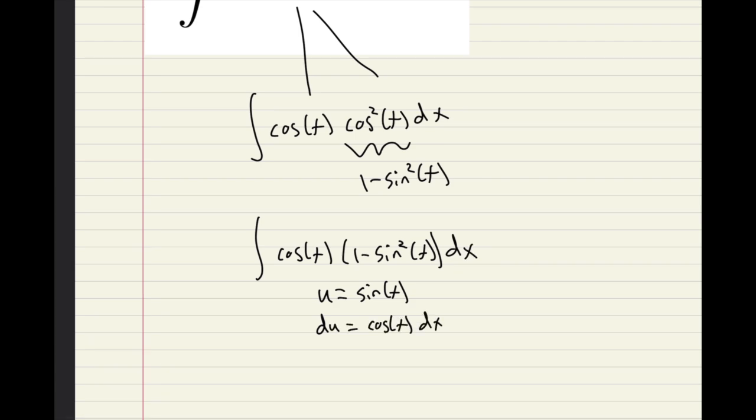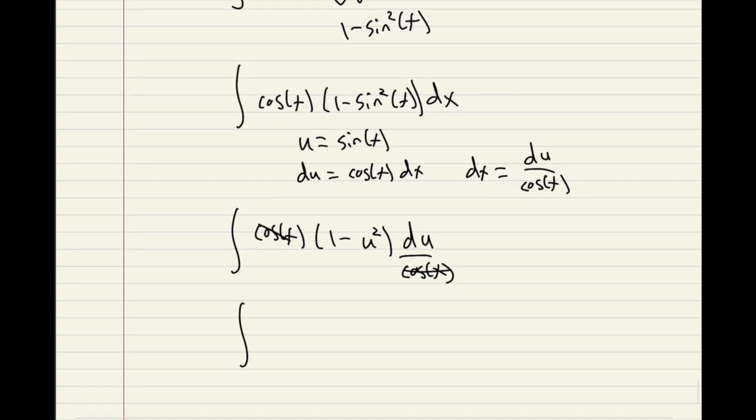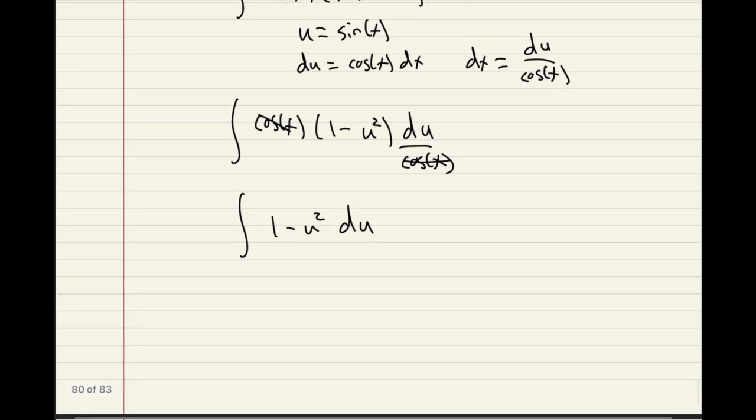So we can write this dx right here: dx equals du over cosine of x. And so we write this as cosine of x times 1 minus u squared du over cosine of x. These cosines cancel out, and we're left with the integral of 1 minus u squared du. Cool. We know how to solve this one.